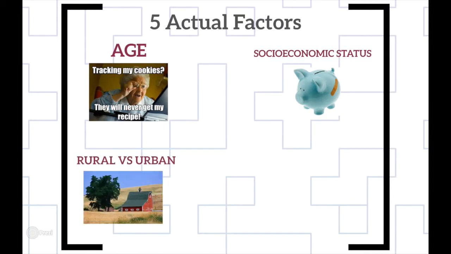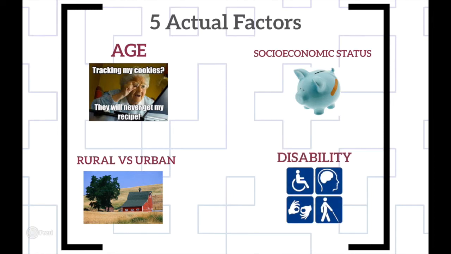Next is location. People who live in rural areas or somewhere with limited broadband are 6% less likely to go on the internet. In addition, those with disabilities, both mental and physical, make up a whopping 46% of non-internet users.